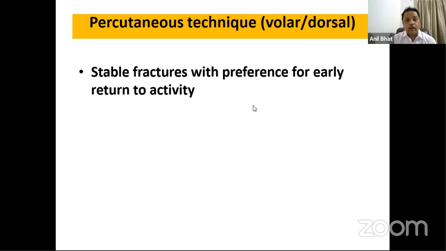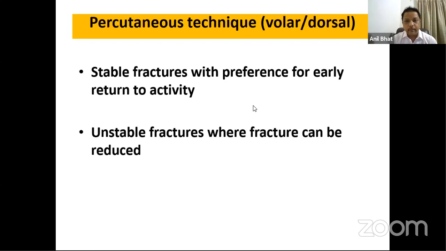The percutaneous technique, as I said, is for stable fractures, but where the patient wants early range of motion and return of activity, you might consider that. Otherwise, for unstable fractures which can be reduced, definitely you can go for the percutaneous technique, which is least invasive in terms of vascular disturbance and soft tissue dissection.